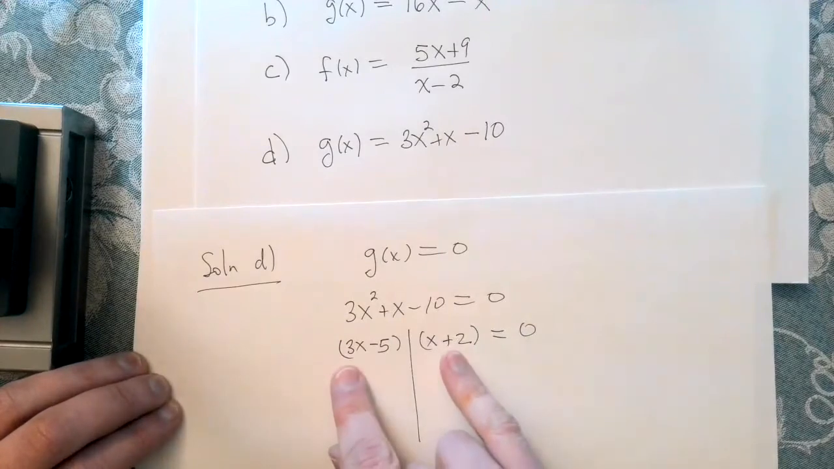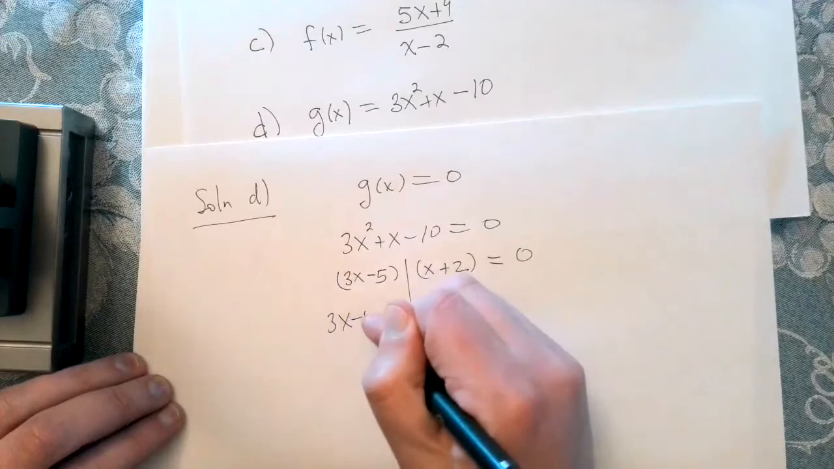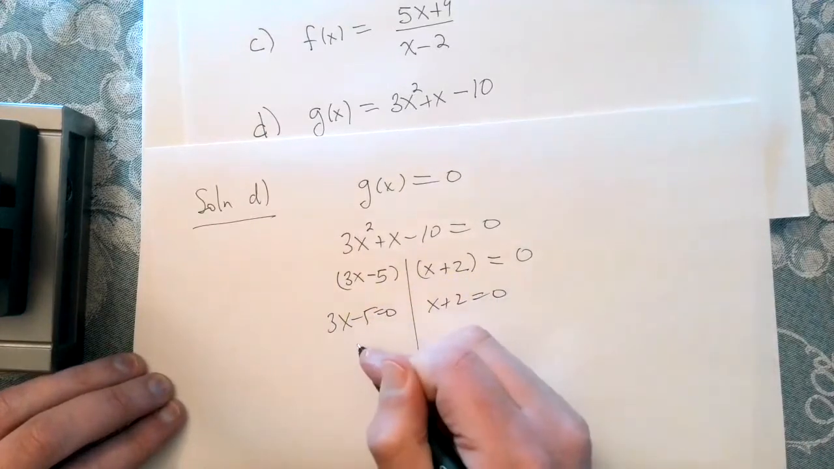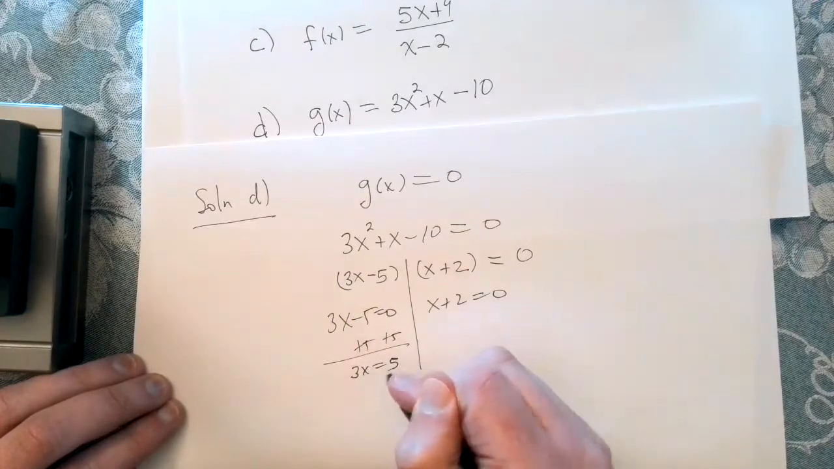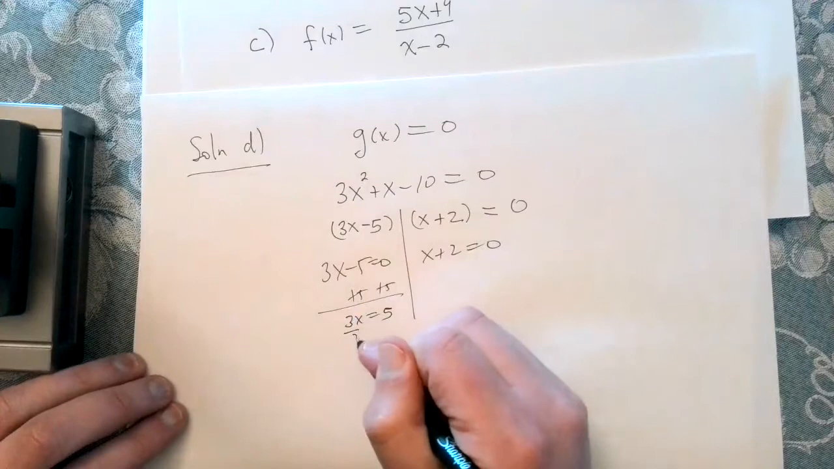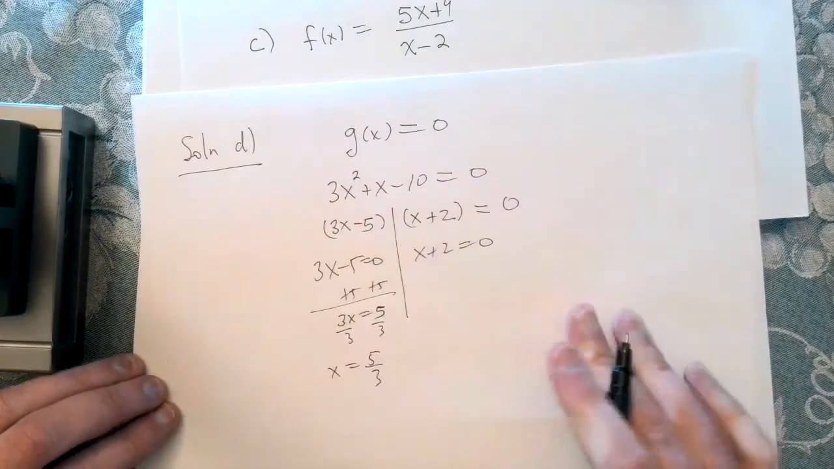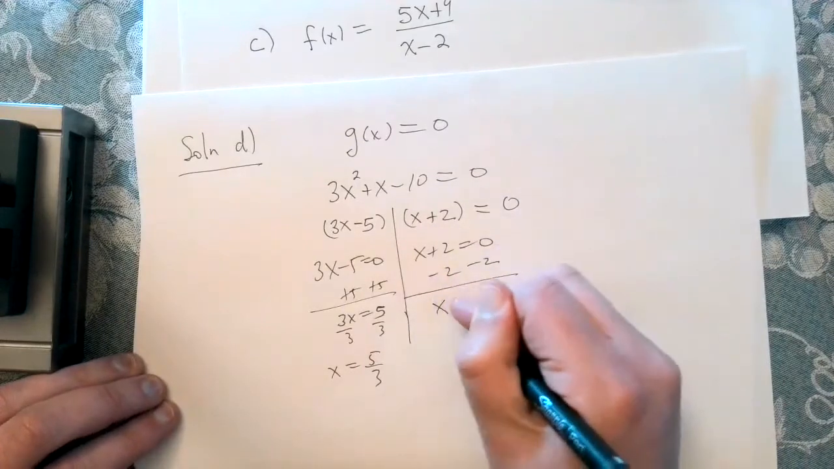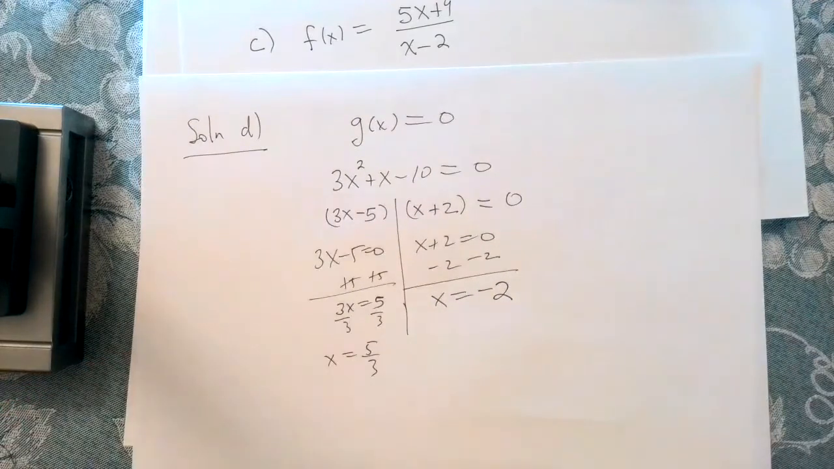And we know if the product of two things is 0, then at least one of the factors is 0. Add 5 to both sides. And then divide by 3. So x is equal to 5/3. That's a 0 of the function. And x equals -2 is the other 0 of the function.